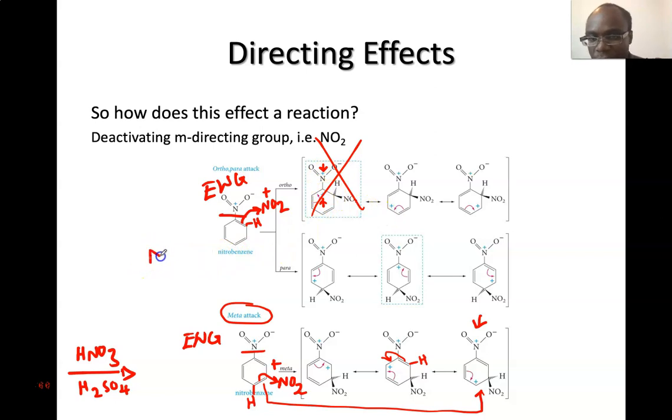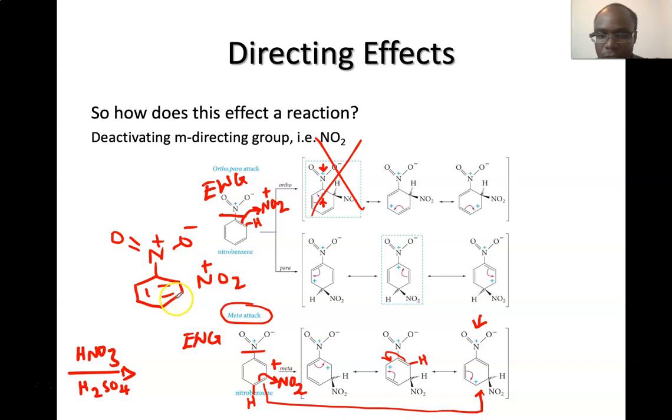Now, same thing, if you do ortho substitution, one of the resonance contributing structures will be very close to an electron withdrawing group. So let's say you have NO2 to react with this ring, and this time we are doing para substitution. So we use this pi bond to attack the nitro.